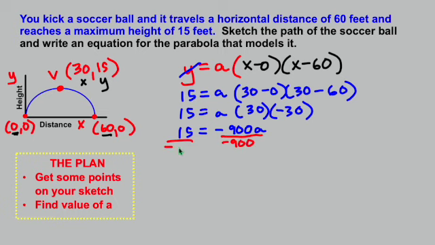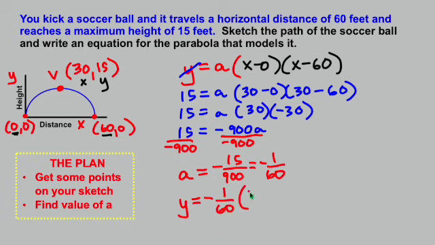And once we've done that, we're going to wind up with a fraction over here. If you want to change it to decimal, go for it. But I'm just going to leave it as negative 15 over 900. We can actually reduce that, and if we reduce that, it becomes negative 1/60. So therefore, our equation that would model this parabola would be y equals negative 1 over 60, and then it would be either x minus 0, or if you prefer just x, I'm going to leave it as x minus 0, and then times the quantity x minus 60. This is once again what we call intercept form.